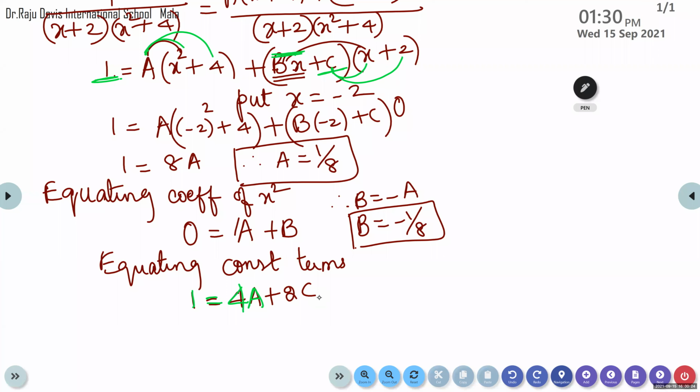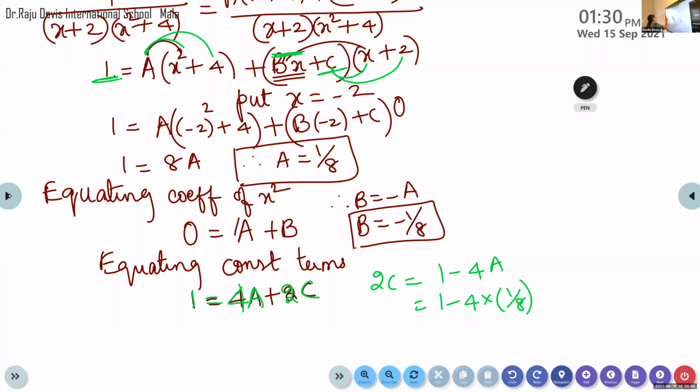Now, our aim is to find c. 2c is equal to, if you take 4a to the other side, 1 minus 4a, which is equivalent to 1 minus 4 into, what is the value of a? 1 by 8. So we get 2c is equal to 1 minus 1 by 2. 1 minus 1 by 2 is 1 by 2. Therefore, c is 1 by 4. The c value is 1 by 4. Okay, so now we got a, b, and c.